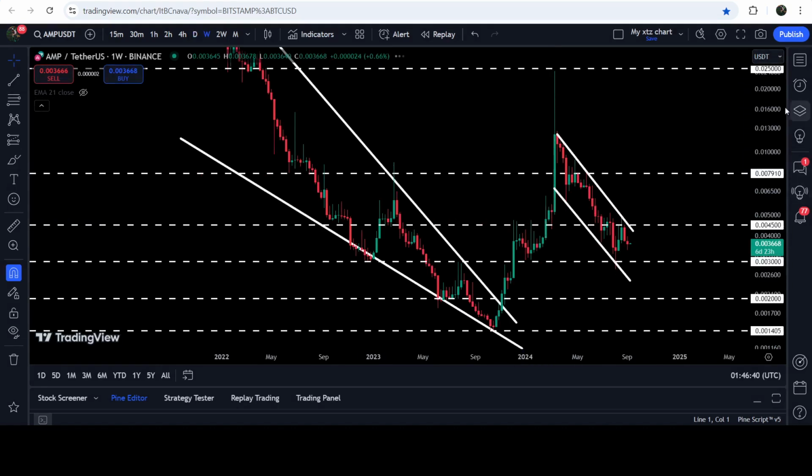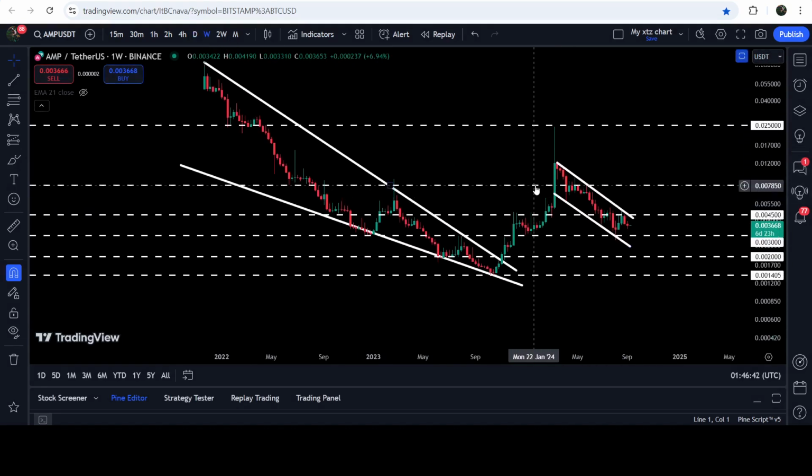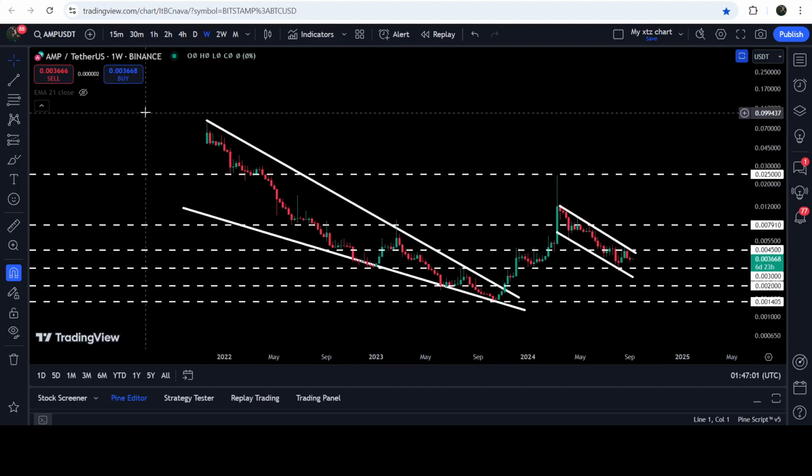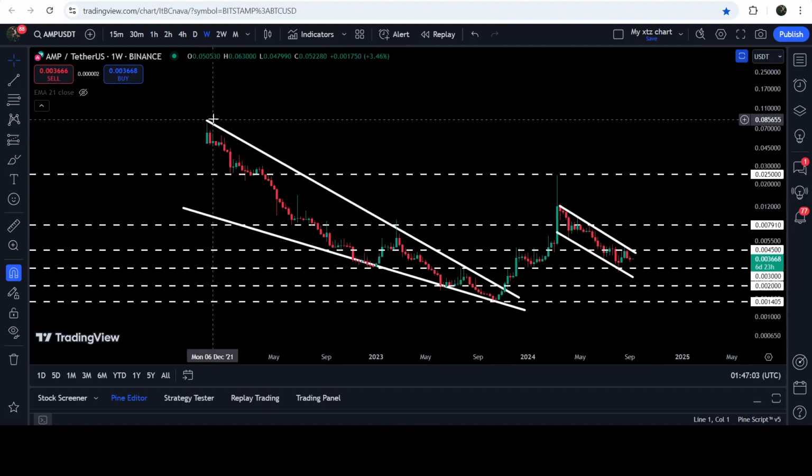If we take a look at the weekly time frame chart, then you can see that this resistance of $0.0079 has been previously working as a resistance here. And for a few weeks, it had been working as a support here as well. Therefore, again, it can work as a strong resistance. Now, if you take a look at the final target for this very massive breakout from this big and long-term falling wedge pattern, then that target can be here at the top of this wedge. That can be somewhere between 8 cents to 10 cents.